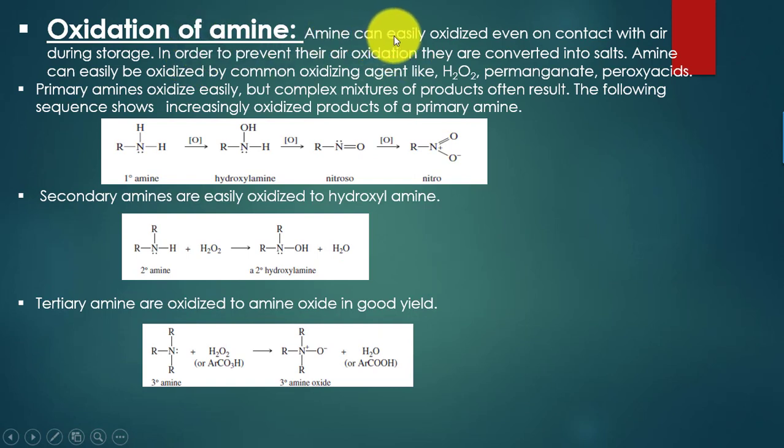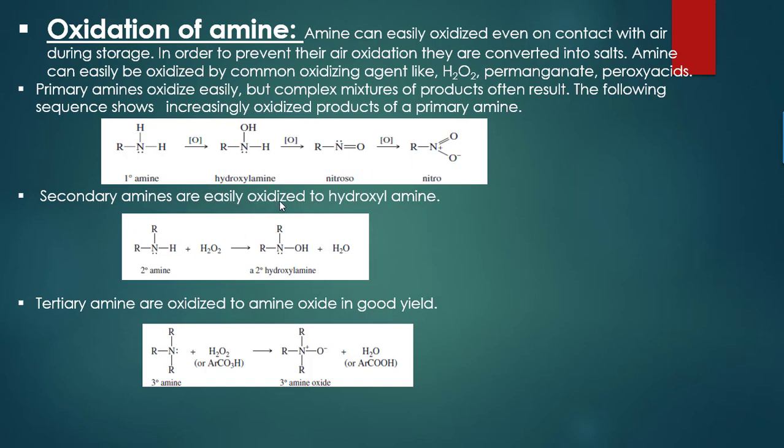Oxidation of amine. Amines can easily be oxidized even on contact with air during storage. In order to prevent their oxidation, they are converted into salts. Amines can easily be oxidized by common oxidizing agents like hydrogen peroxide, permanganate, and peroxyacid. In the example, oxidation of a primary amine is shown, in which the primary amine on oxidation with a common oxidizing agent gives hydroxylamine, and hydroxylamine on further oxidation forms nitroso, and nitroso on oxidation forms a nitro compound. So a mixture of products is obtained in this case.